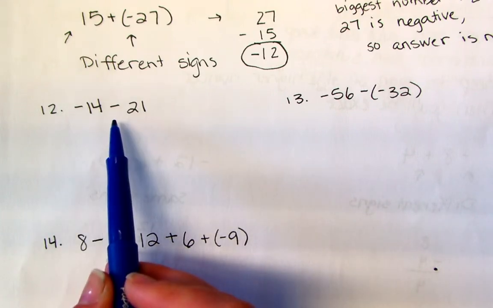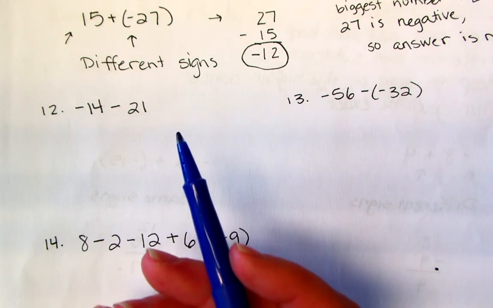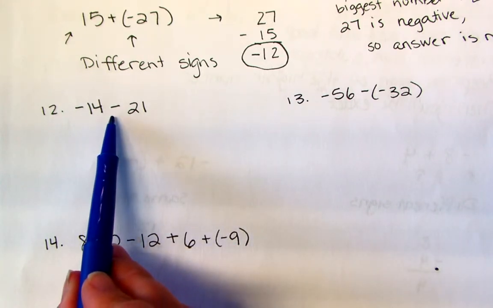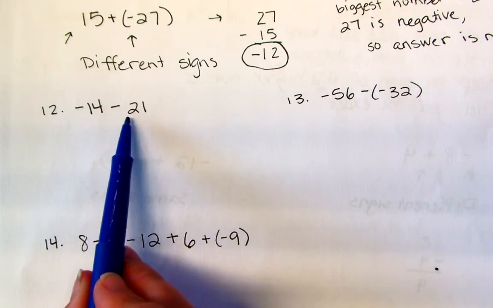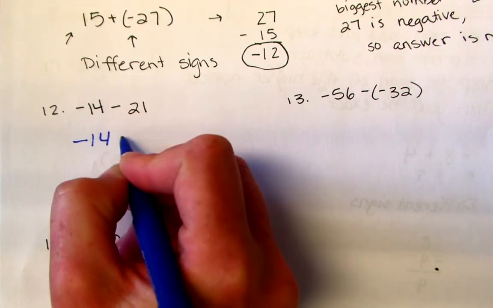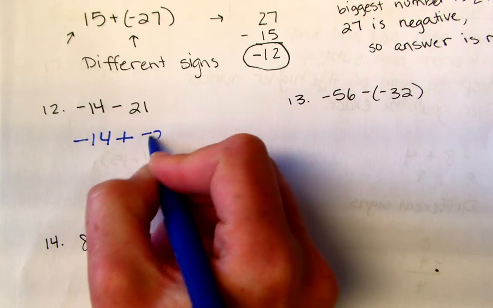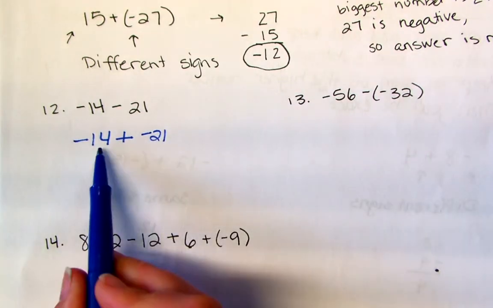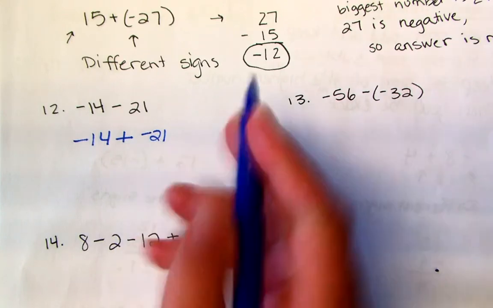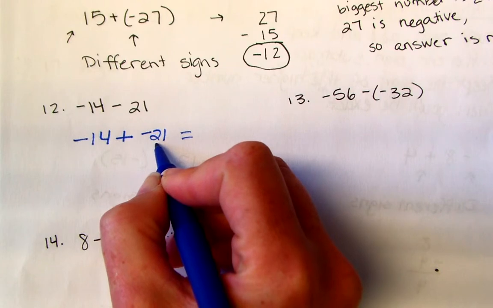One of the things that students have come up with is add a line, change the sign, keep, change. But really what you're doing, instead of subtracting, it's the same as adding its opposite. So I'm going to do negative 14, add, the opposite of positive 21 is negative 21. Oh, now I'm back to same sign, add and keep, different sign, subtract. So it's going to be negative 14 plus negative 21.